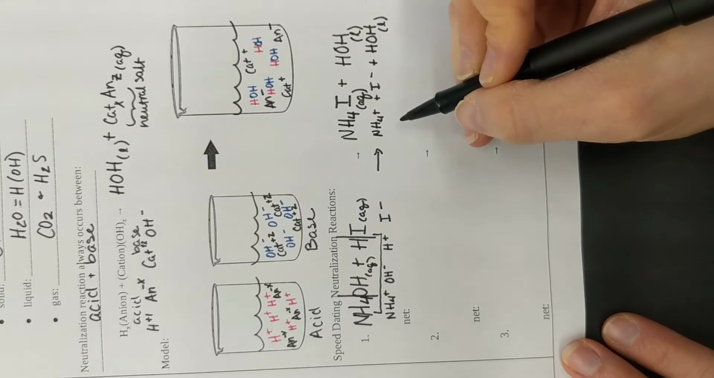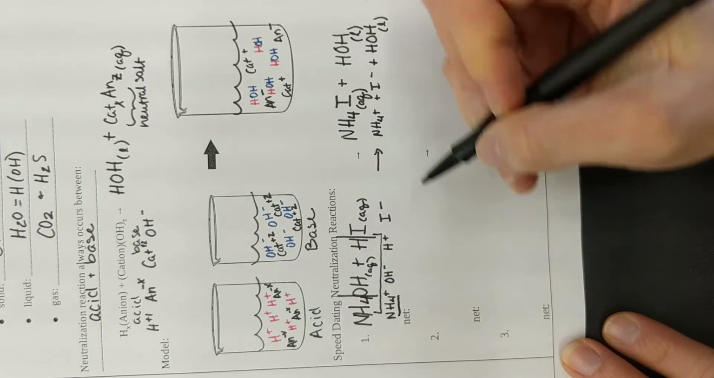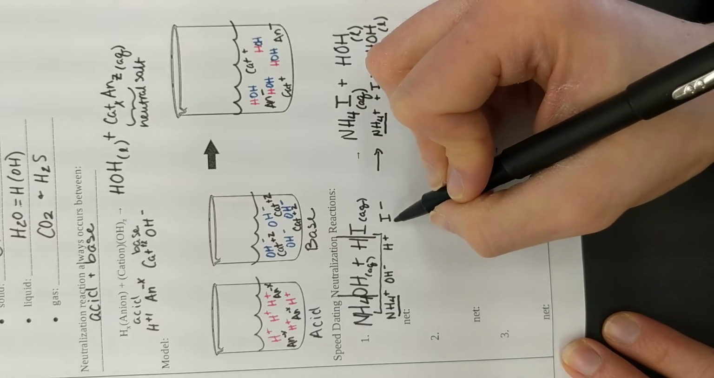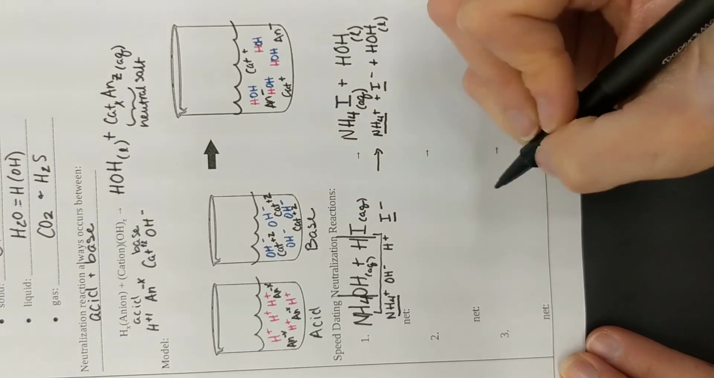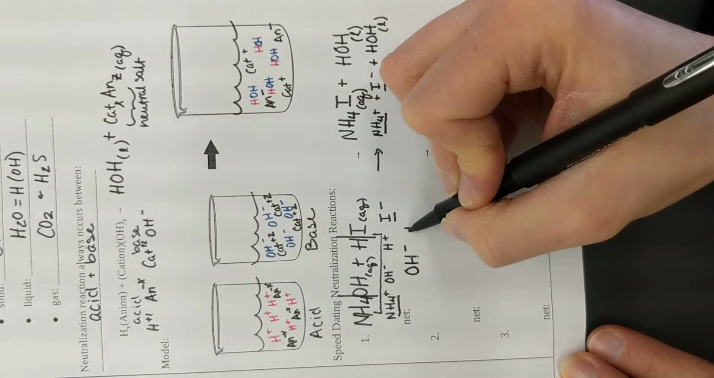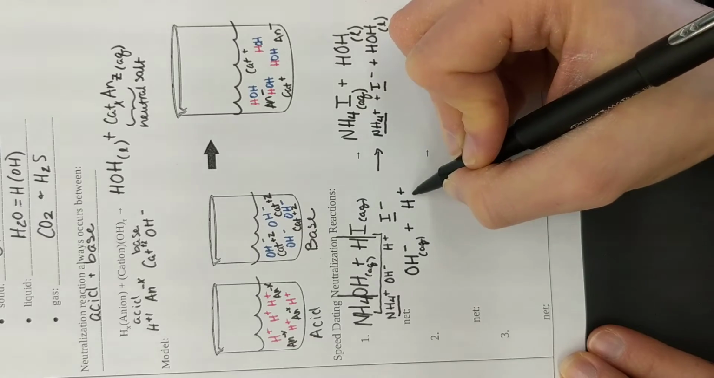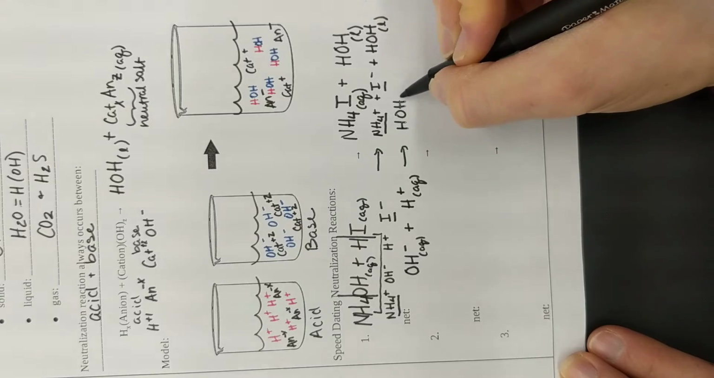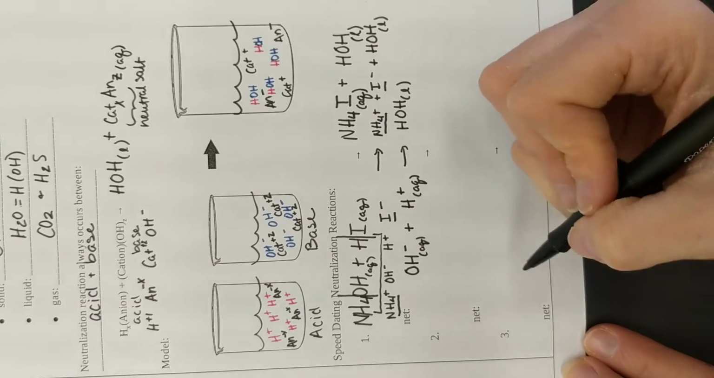So our net ionic equation is after I've taken the spectators out. I see that I have an ammonium ion and another ammonium ion on both sides of the arrow that remain unchanged. And I have an iodide ion that is aqueous on both sides of the arrow. So those are my 2 spectators. So for a neutralization reaction, my net equation will always be hydrogen ions in solution plus hydroxide ions in solution will always produce water, or H2O.